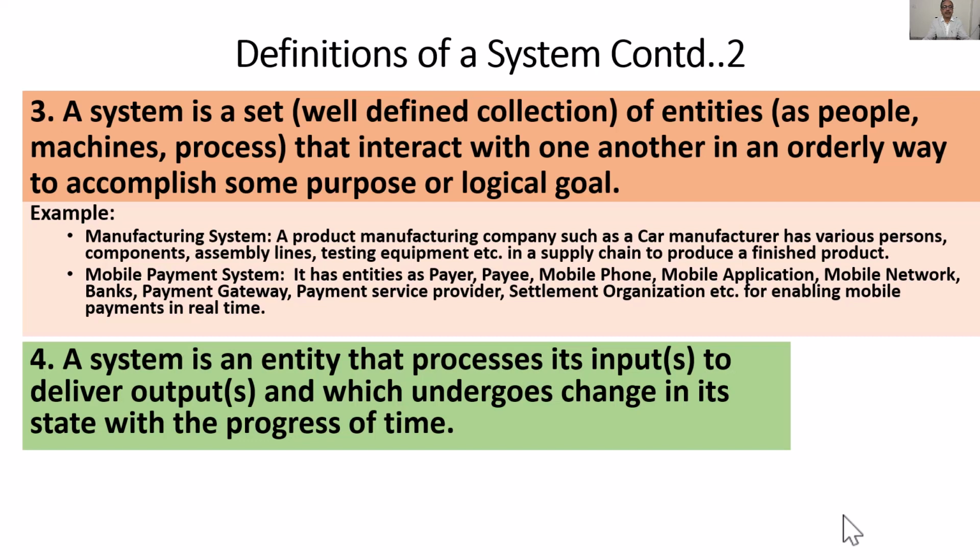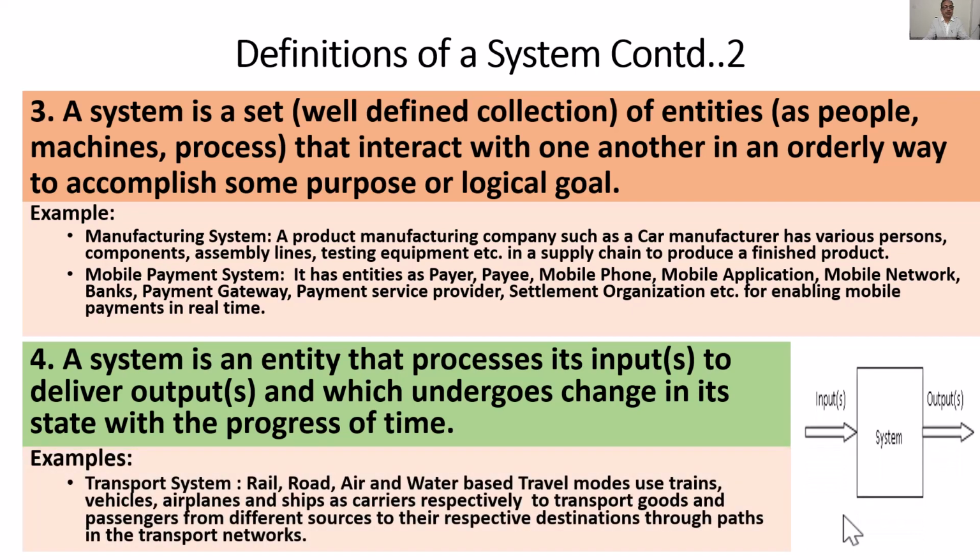A system is an entity that processes its inputs to deliver outputs and which undergoes change in its state with the progress of time. A transport system, for example, could be rail, road, air, and water based various travel modes, which basically use the carriers as trains, vehicles, airplanes, and ships to transport goods and passengers from different sources to the respective destinations through the paths in the transport networks.